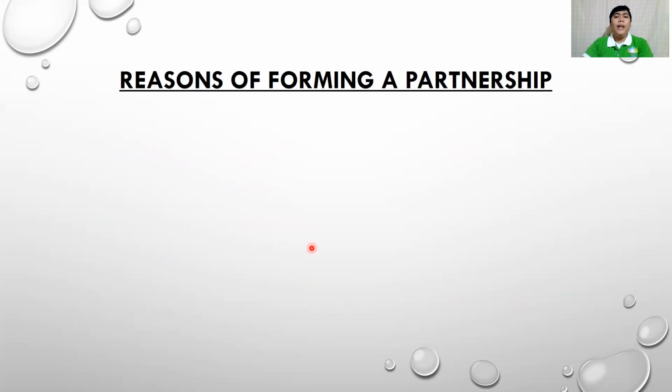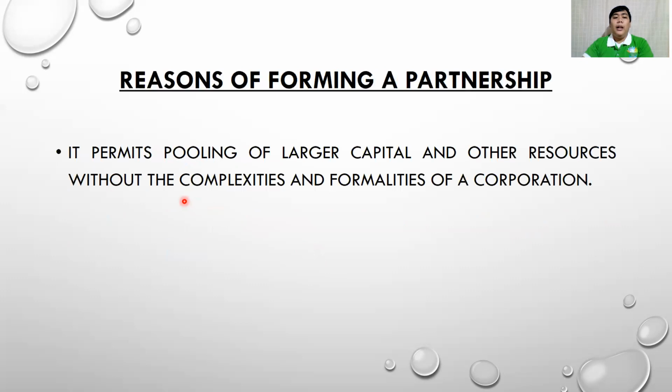Now, what are the reasons for forming a partnership? Number one, the partnership permits pooling of larger capital and other resources without the complexities and formalities of a corporation. Yes, as they say, two brains are better than one, right? It also applies here in partnership.